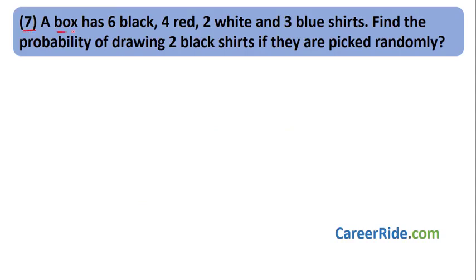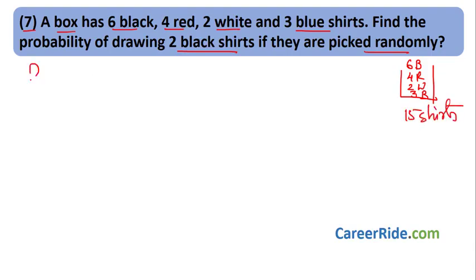Question number 7. A box has 6 black, 4 red, 2 white and 3 blue shirts. Find the probability of drawing 2 black shirts if they are picked randomly. So the box has 6 black, 4 red, 2 white and 3 blue shirts. In total there are 6 plus 4, 10, 12, 15 shirts. We have to draw 2 shirts, first and then second. Do not replace it. First has to be black, second also has to be black.